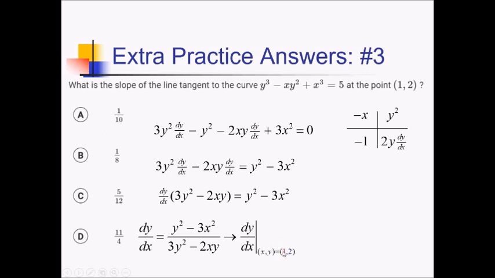So plugging in 1 for x and 2 for y. In the numerator, I've got y squared, so that's going to be 2 squared, minus 3 times 1 squared, over, this will be 3 times 2 squared, and we're subtracting 2xy, so that's minus 2 times 1 times 2. All right, let's crunch these a little bit further here. So in the numerator, I've got 4 minus 3, so that's 1. Denominator, this is 3 times 4, so 12 minus 4, that's going to be 8. No need to simplify that any further. We just get answer choice B.